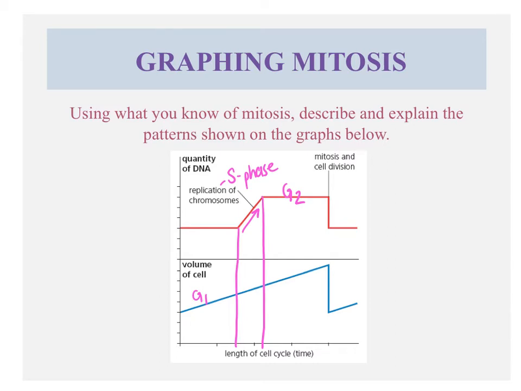Okay, so if you wanted to, it might be worth, if you've got some highlighters, just overlaying all of those stages, highlighting those parts of the graph where things are happening. Okay, making sure that you recognise that these two graphs occur or are overlaying each other basically.